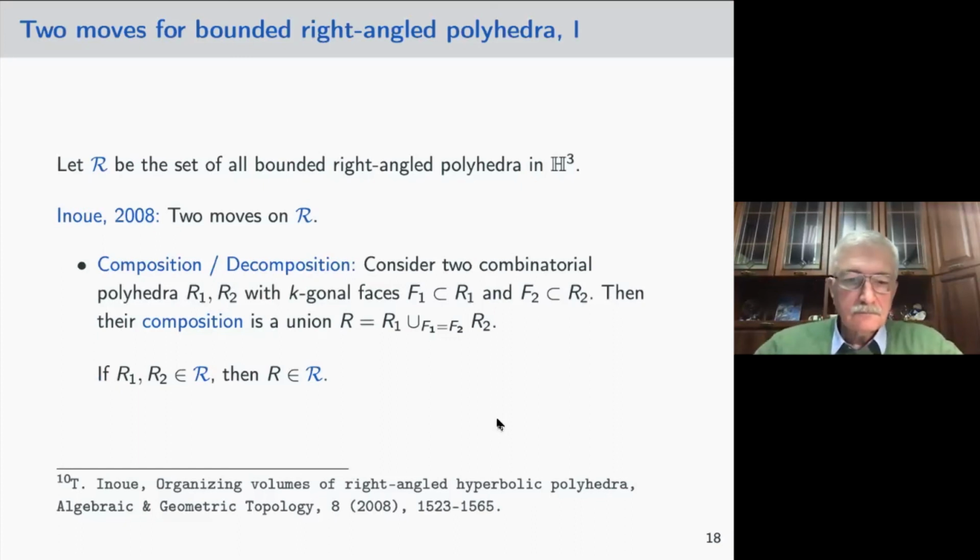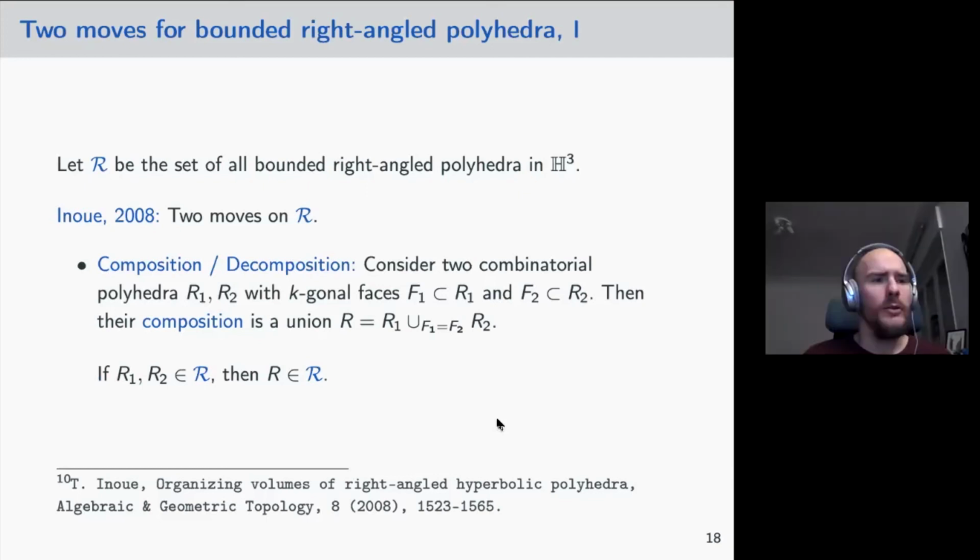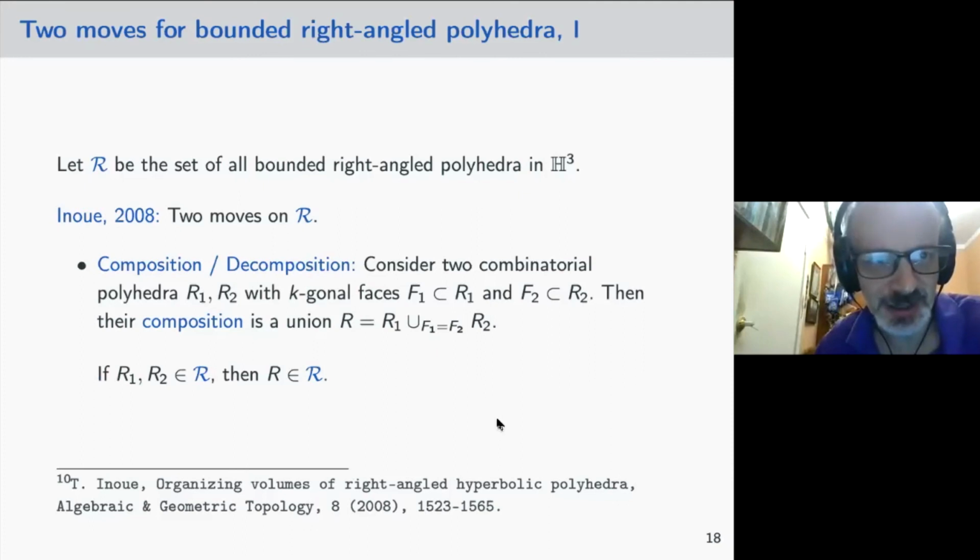Okay. Any more questions? Okay. And is there any hope that there exists some relation, or it seems that there must be some relation between the volume of the initial polyhedra and the result of the operation?